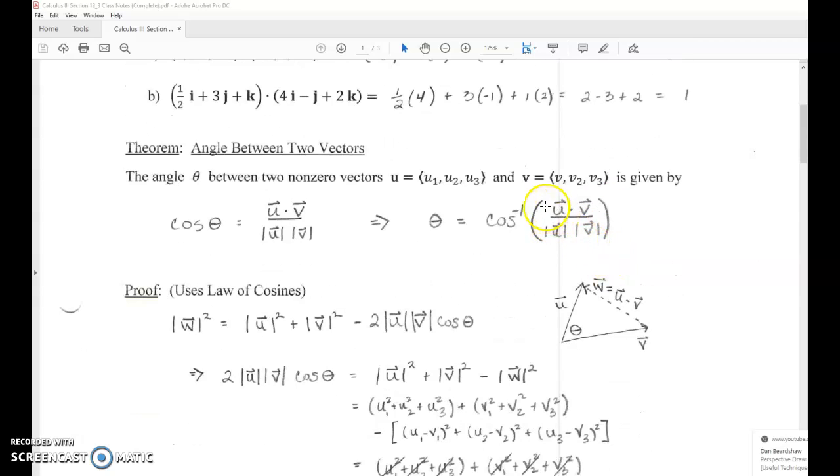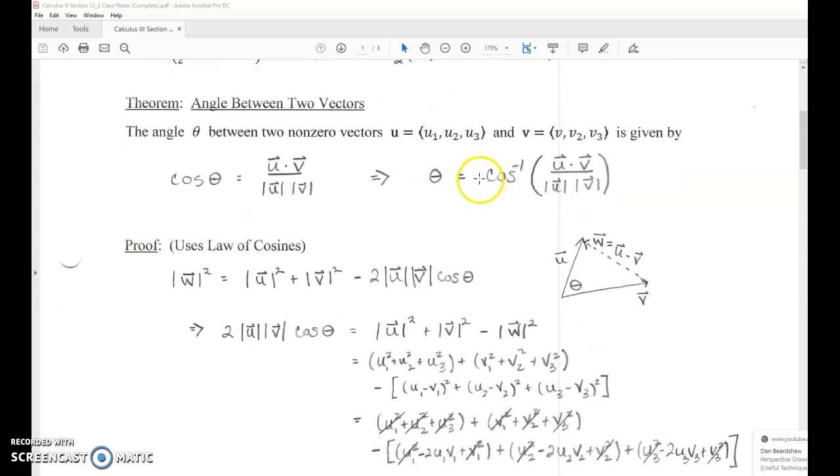Okay, hi everyone. We're still here in section 12.3, talking about the dot product, one of two types of vector multiplication. Okay, so here's a theorem: the dot product actually will give us something very useful. The angle theta between two non-zero vectors u and v is given by the following.